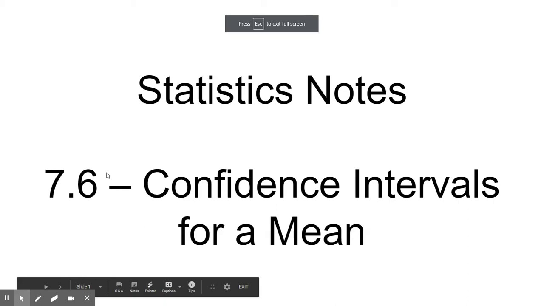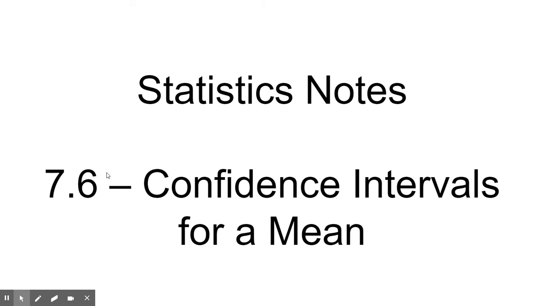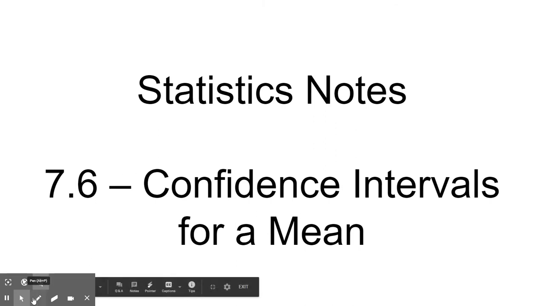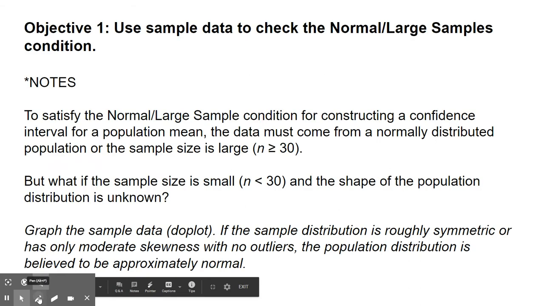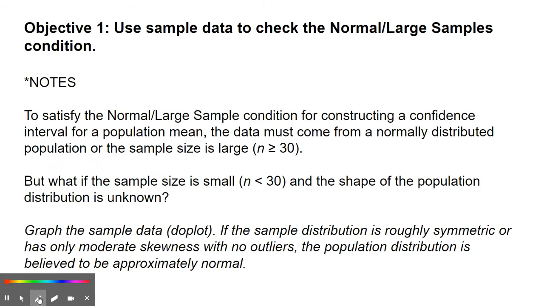All right, 7.6, last section in chapter 7. So now we're going to put that 4-step process into play, and we're going to build our confidence intervals for a mean and interpret them. Okay. Now, there's one thing we have to talk about first, and it has to do with the conditions.